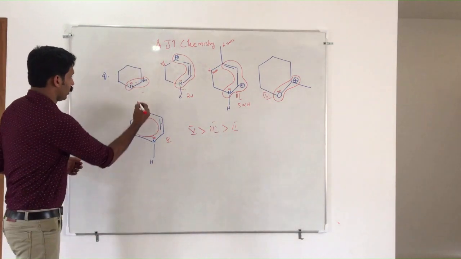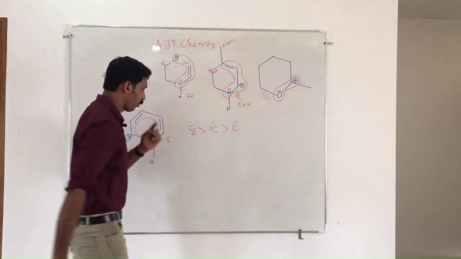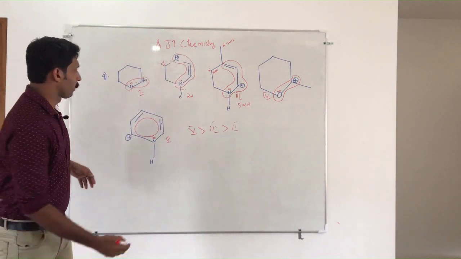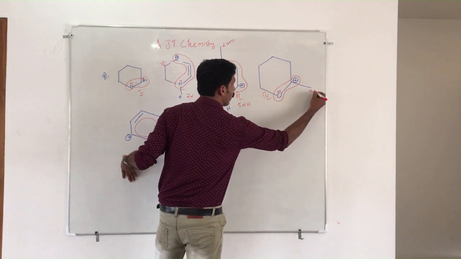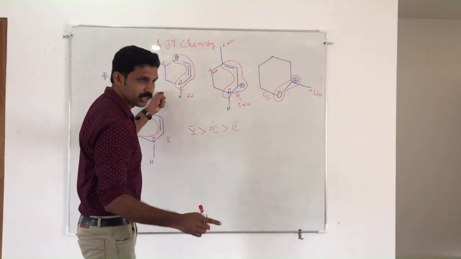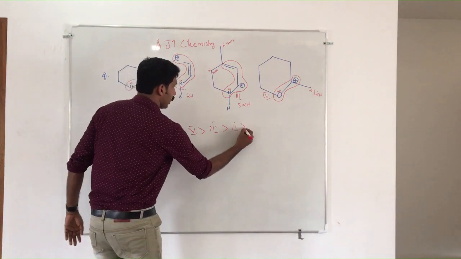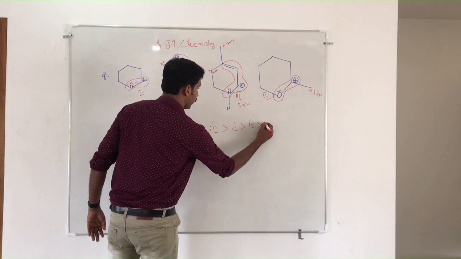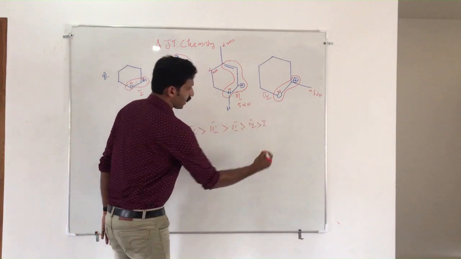And next, this one and this one, 1 and 4, which will be more stable? It's very simple. Here you can find there is an alpha carbon. Therefore, this has 3 alpha hydrogen. Such alpha hydrogen is absent here. Definitely, the next one is 4th, which is higher than the last one, that is, 1st.